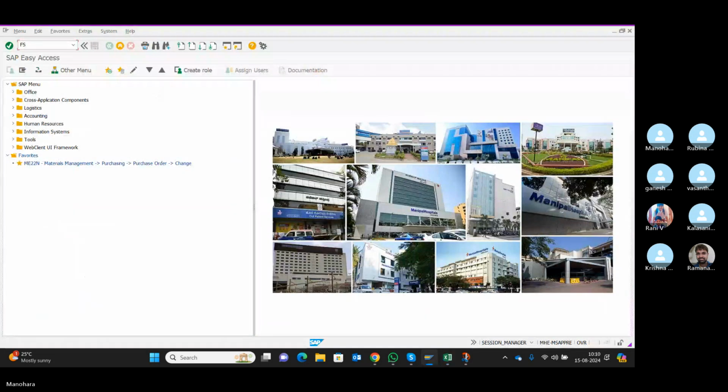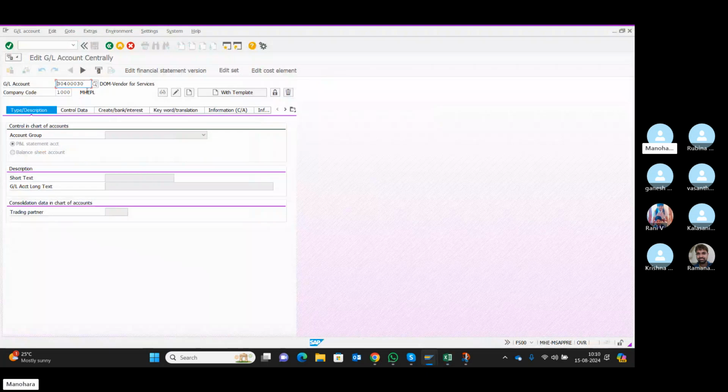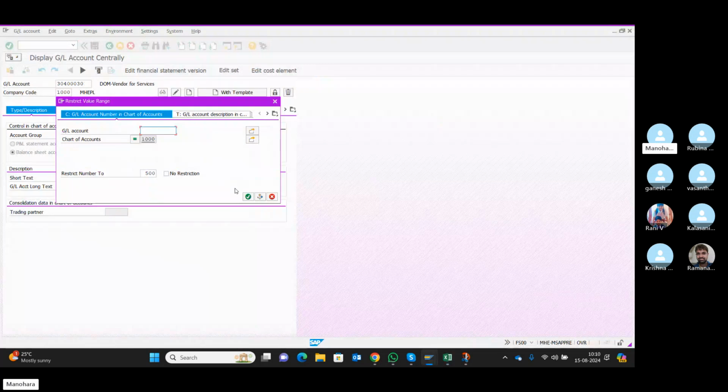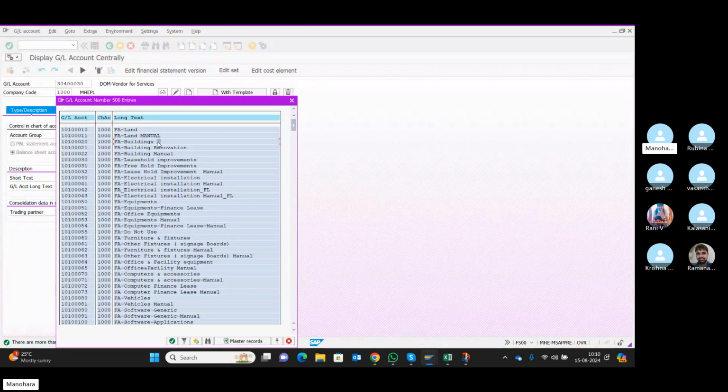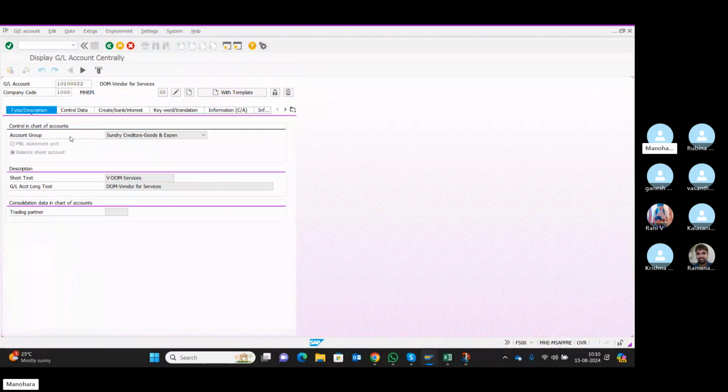FS00. So here we have given the domestic vendor, right? Domestic vendor, this is a subledger. Let me take another example. Land and equipment are there, so these are main ledgers. Vehicles are there, buildings are there. These are the main ledgers.